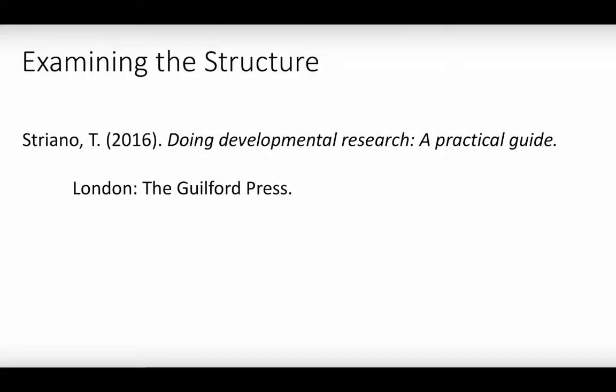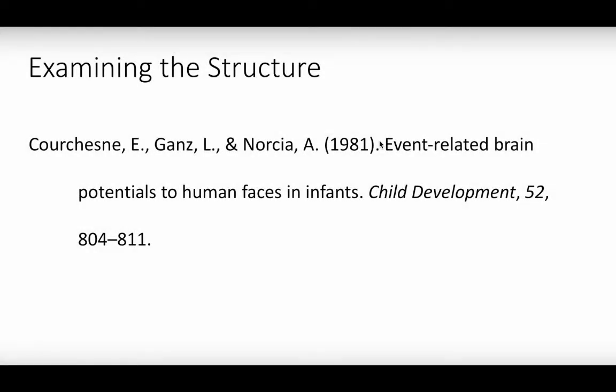You can see that this reference is for an entire book because you just have the author, the date it was published, the title of the book in italics, the publisher, and the place where it was published. While this is a journal article, the title of the article is not italicized, but the title of the journal itself is. This is the volume number, and these are the pages.